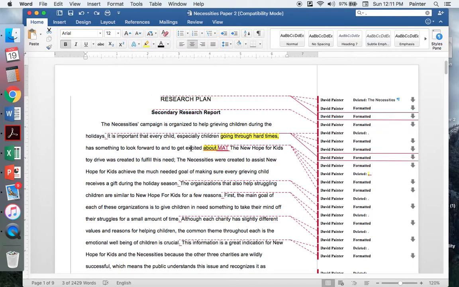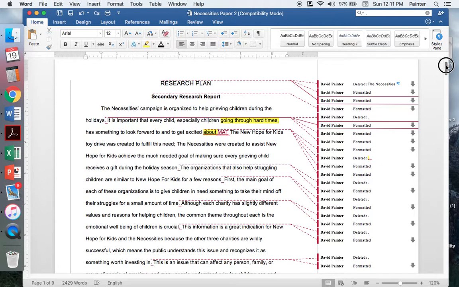The Necessities campaign is organized, okay, so we're talking about a campaign here. Going through hard times, what does that mean? New Hope for Kids provides grief support services for children who have lost a close loved one. And this beginning of your secondary research report is just really confusing.